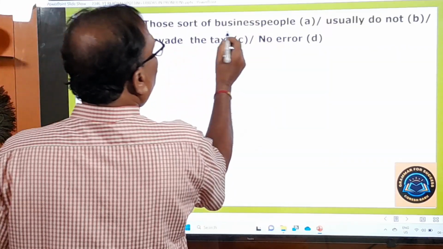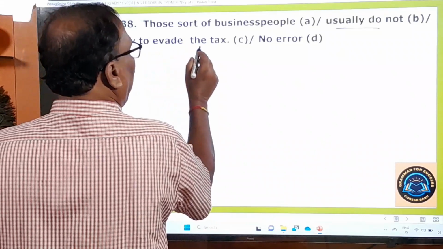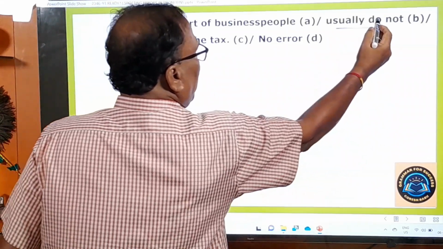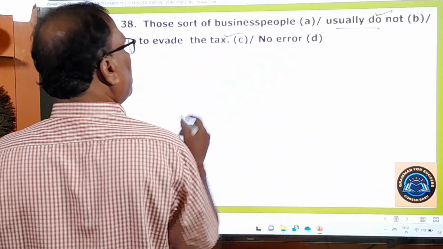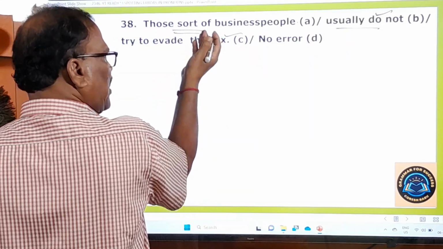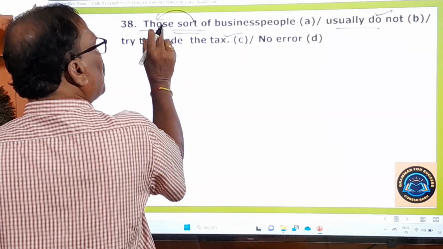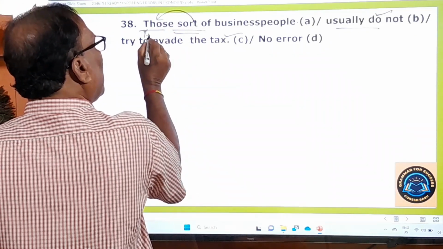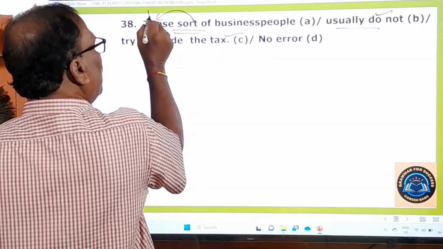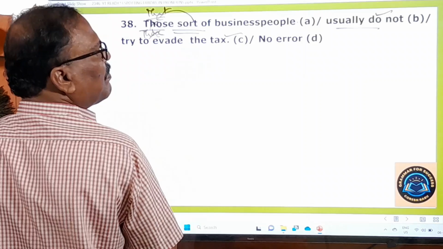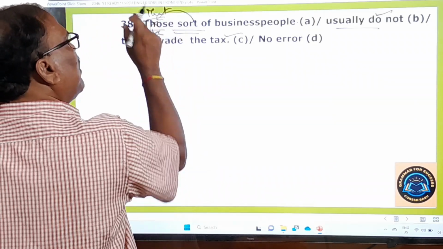38th one. Those sort of business people usually do not try to evade the tax. B part no mistake, C part no mistake, but only in the A part there is a mistake. What mistake is there? Sort of is there. Just now I have told you about this. Before sort of you should not use those or these. Since those is given, you should say that sort of. If this is given, this sort of. If those is given, that sort of.